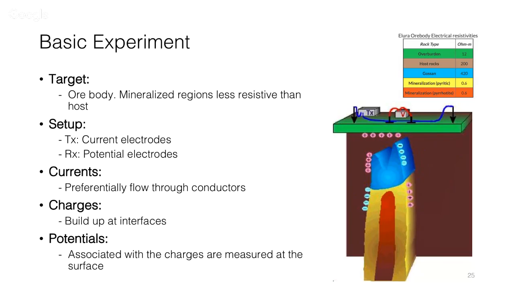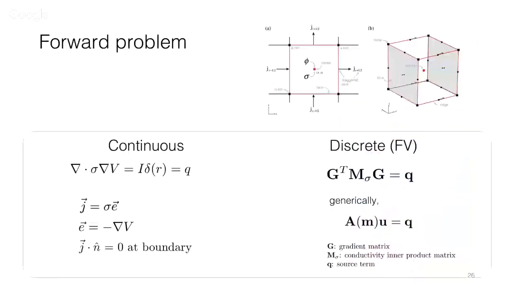Pump current into the ground, and that current moves in such a way that it establishes a steady state distribution of currents. There'll be charges that are built up in places where there's a discontinuity, and those charges will give rise to potential. Okay, so that's the physics. Now how do we tackle this?